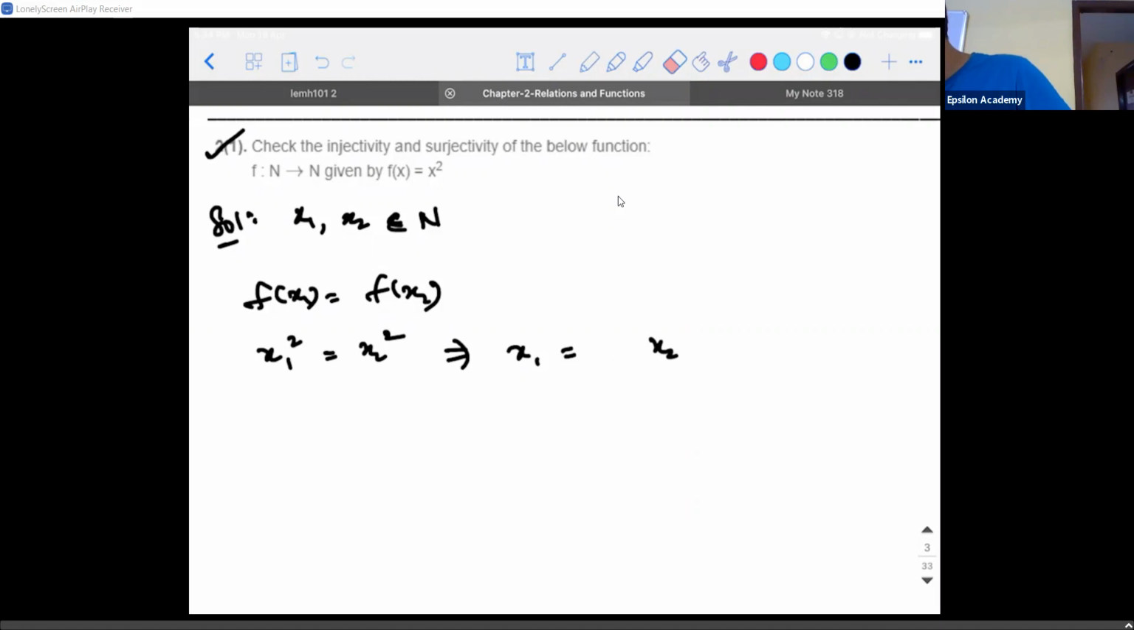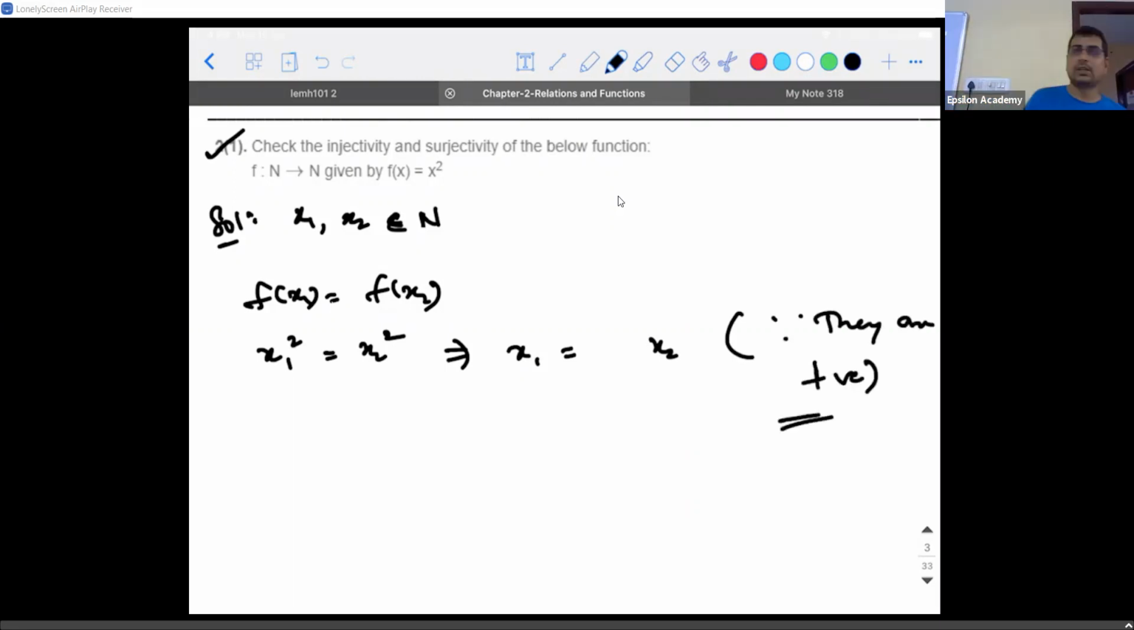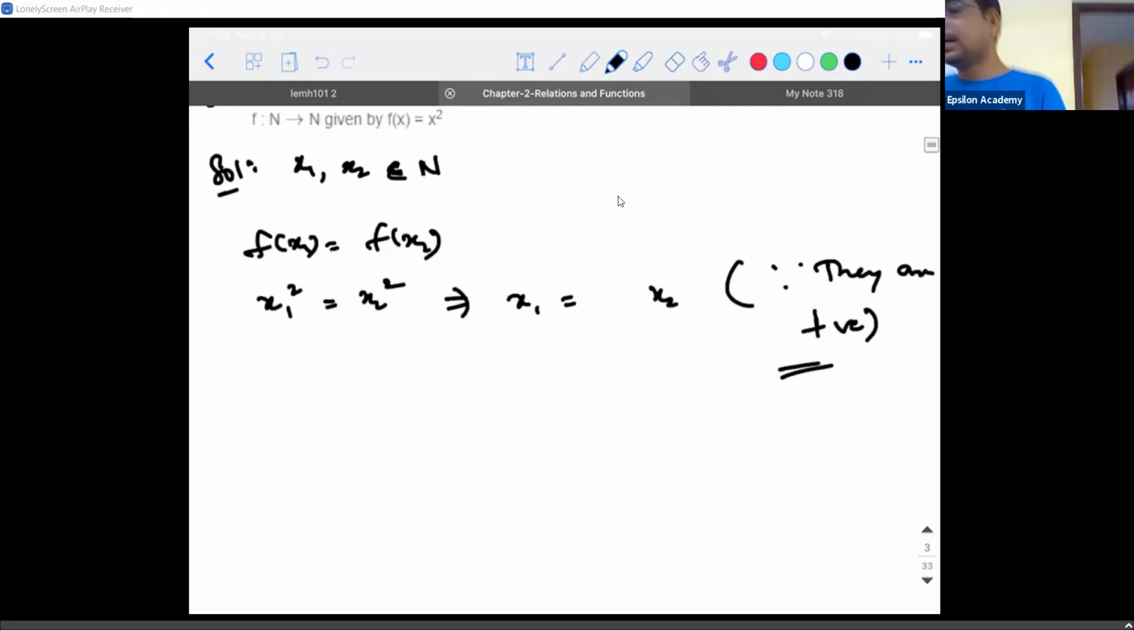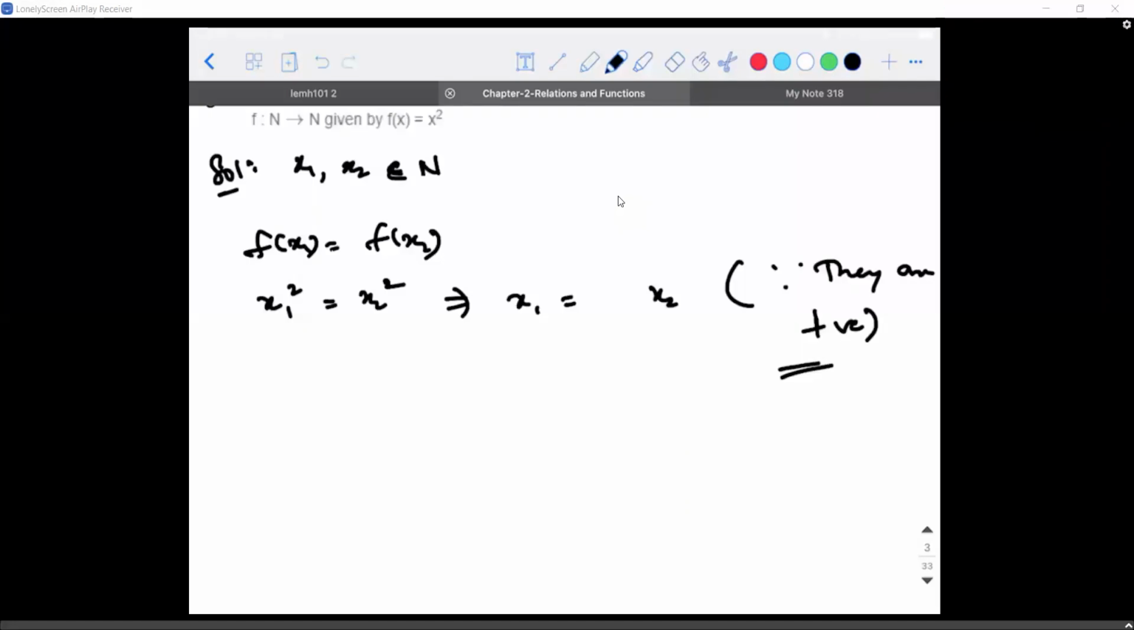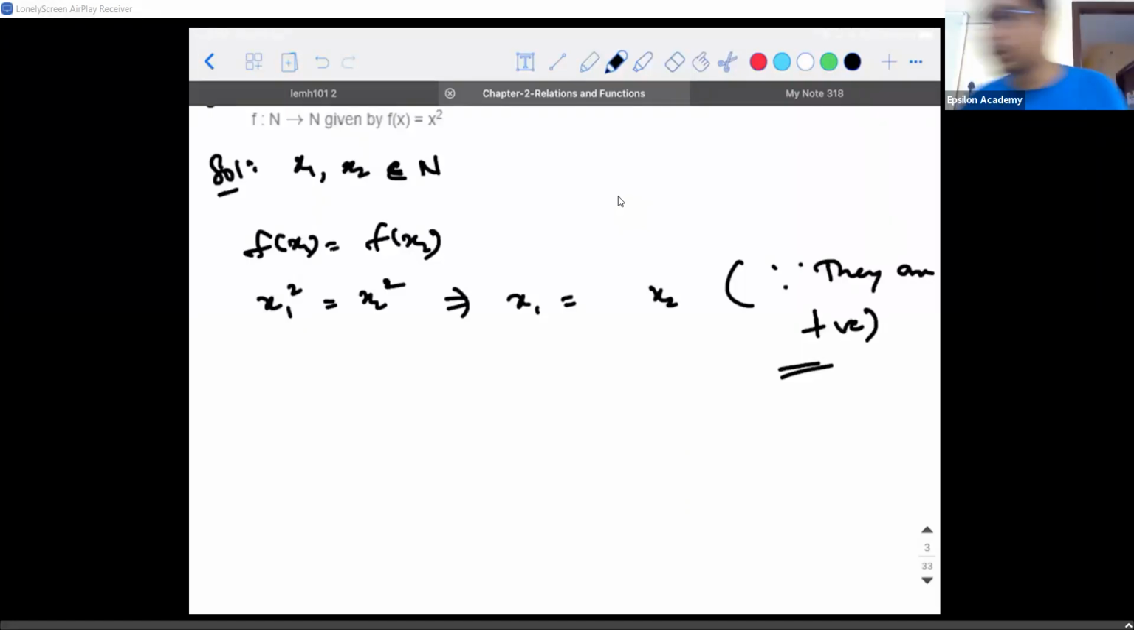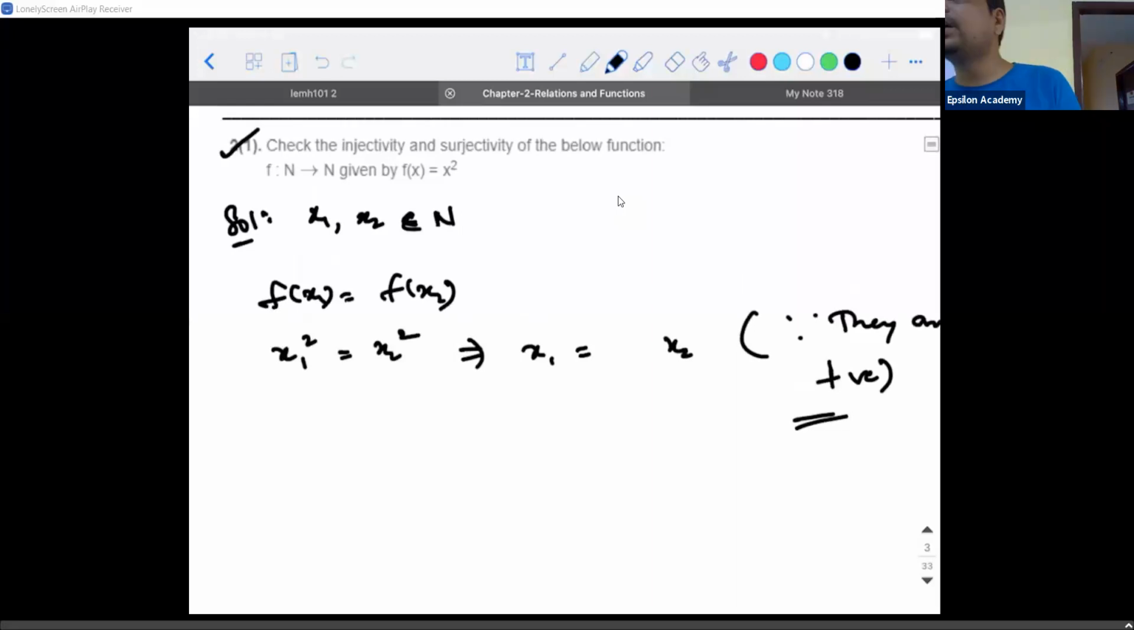x1 is equal to x2. You can write it in the bracket since they are positive, okay, this is for your understanding, since they come from the natural number set. Had the question been integer to integer, x1 would be equal to plus or minus x2, since negative values are also possible. So that depends on the domain and codomain. So injectivity, yes.